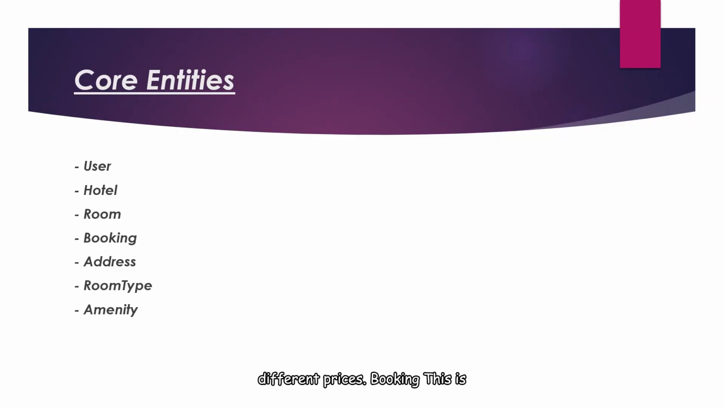Booking. This is the record that ties a user to a room for a specific date range. And supporting entities like address for the hotel's location, room type, capturing properties like bed size, smoking or non-smoking, etc. Amenities like pool, gym, Wi-Fi, and parking. These entities will translate directly into our classes. Relationships.